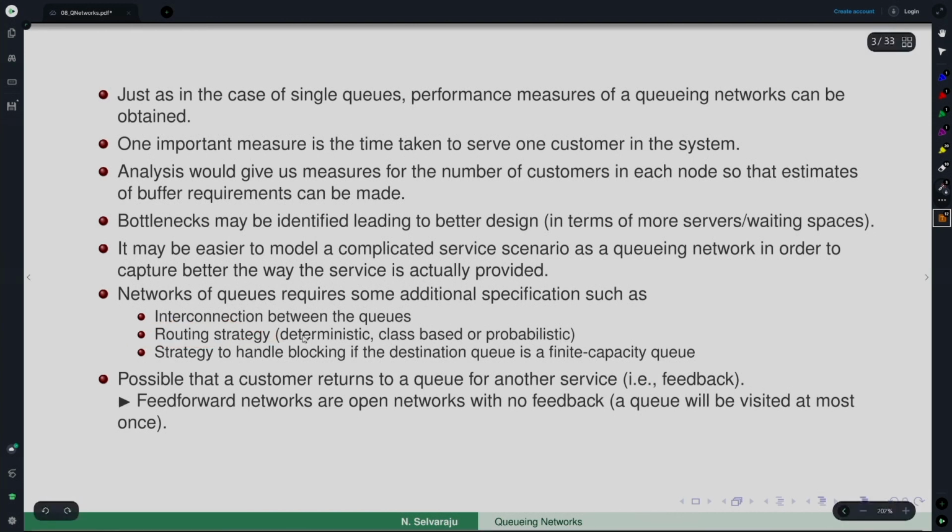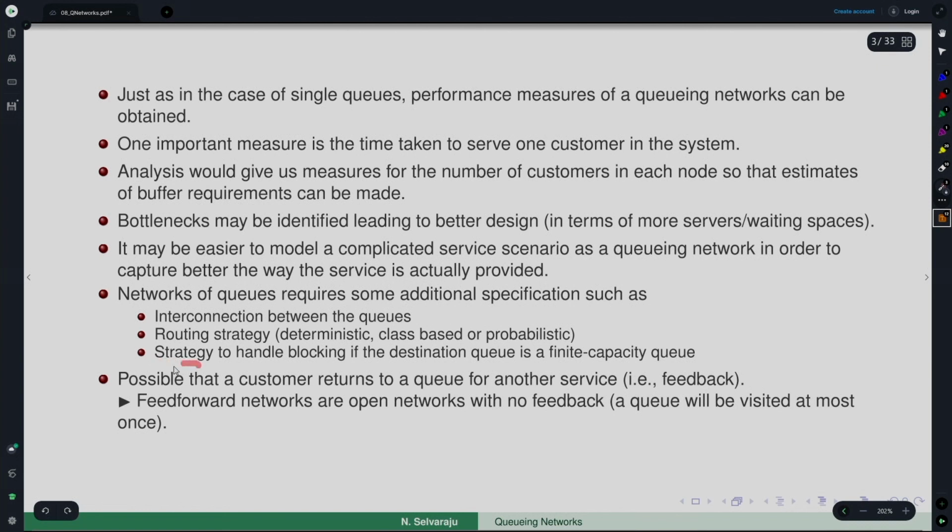So, it could be either deterministic, class based, or probabilistic. In all these ways, whichever strategy is being followed, you need to specify it under the routing strategies. That is the first aspect of interconnection, and how the customer moves from one queue to the other is given by the routing strategies.